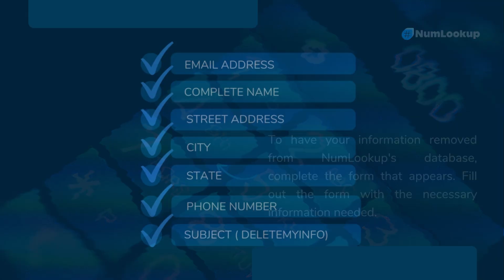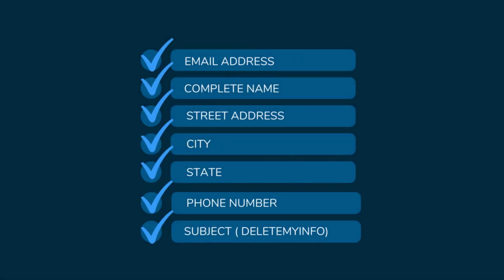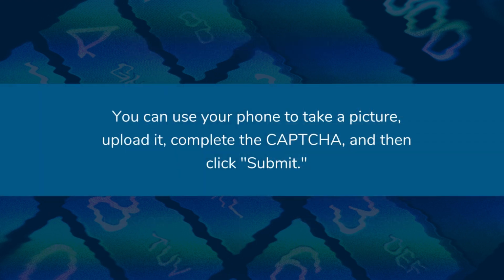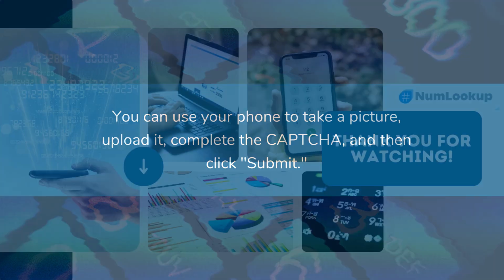Fill out the form with the required information such as your email address, street, city and the rest. You can also upload a copy of any ID document. You can use your phone to take a picture, upload it, complete the CAPTCHA, and then click Submit.